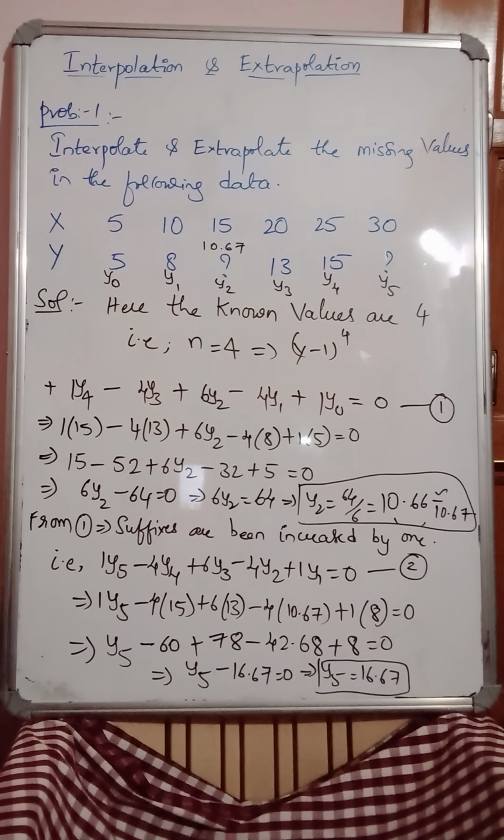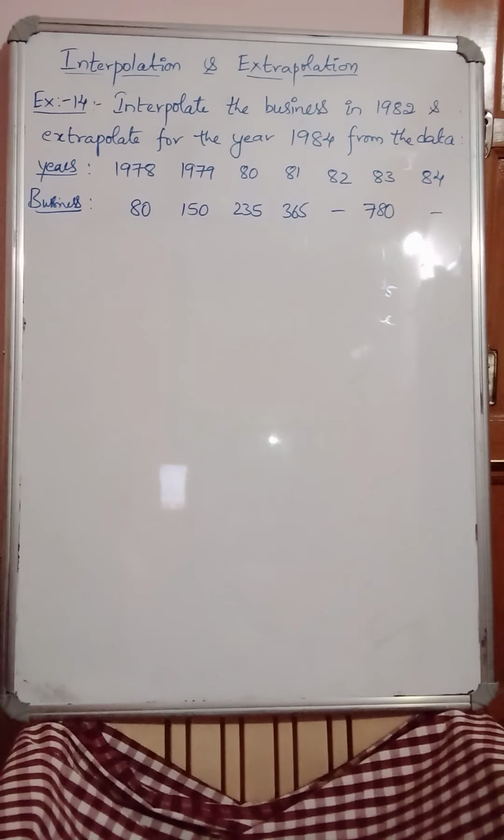Is it clear, guys? Just one more problem we are going to solve now. Let us see. Look at the next problem. Exercise question number 14. Interpolate the business in 1982 and extrapolate for the year 1984 from the following data.